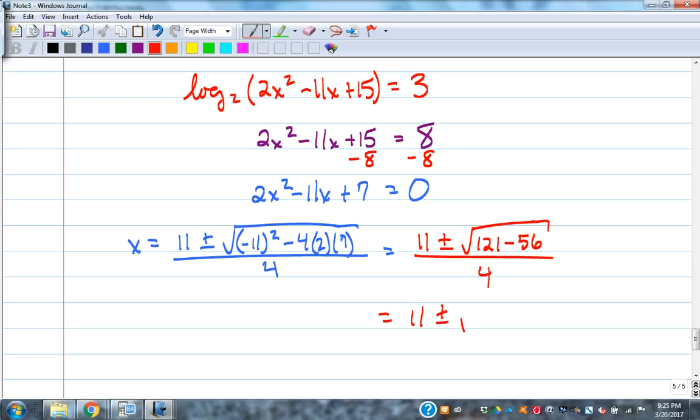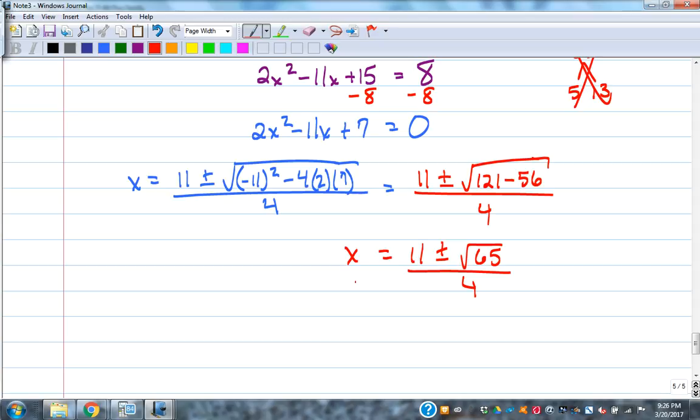It's 11 plus or minus the square root of 121 minus 50. That's 81 minus 6, so 65 over 4. And if I tried to break down 65, just to simplify, that's 5 and 13. It doesn't go anywhere.